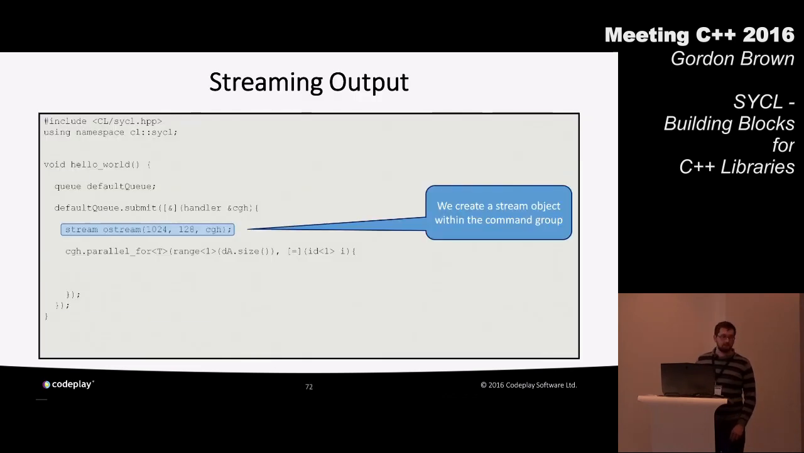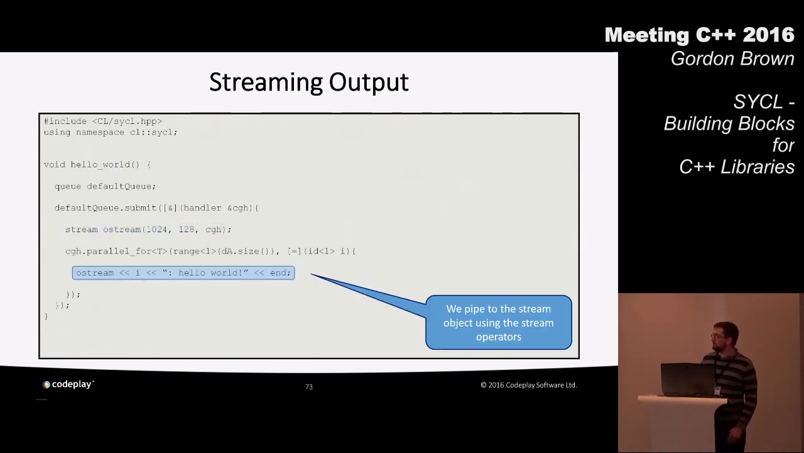The main difference is that it's a buffered stream object. Because you're copying data back and forward from the device to the host, you need to give it a size. So here we initialize a stream object with a size, and then we pass it into our device function. And you can use the C++ stream operators to stream text to the stream.